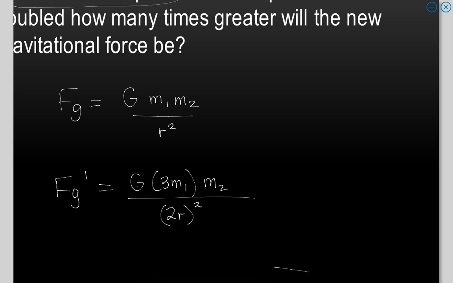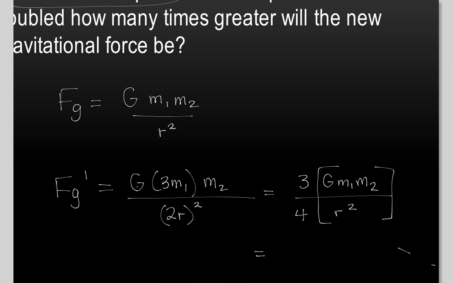So what we have to do is slide out these coefficients. The 3 can slide out to the front and the top. And then ask yourself what's going to slide out on the bottom. Because you have a 2 squared. 2 squared is, yes, 4. And then r squared remains the same. This right here is the original force. So it's 3/4 the original force.